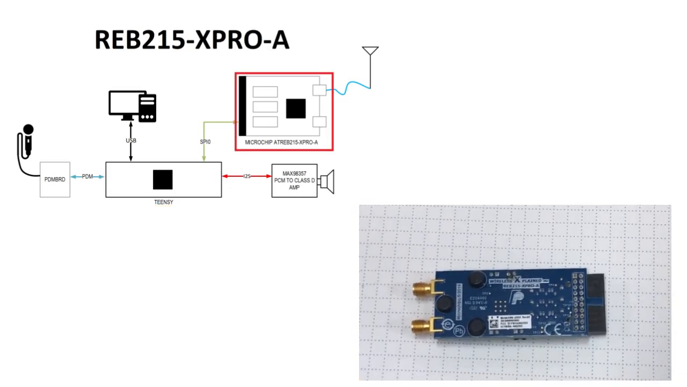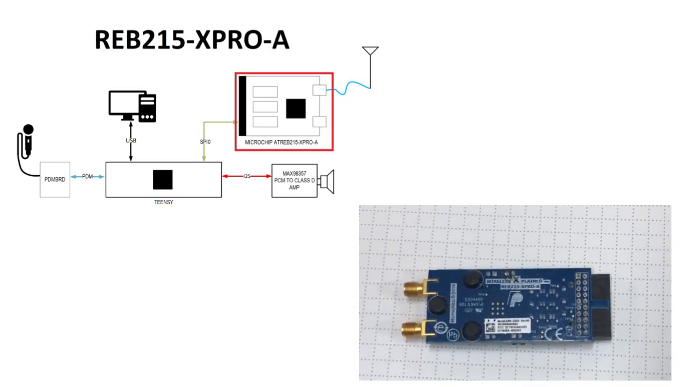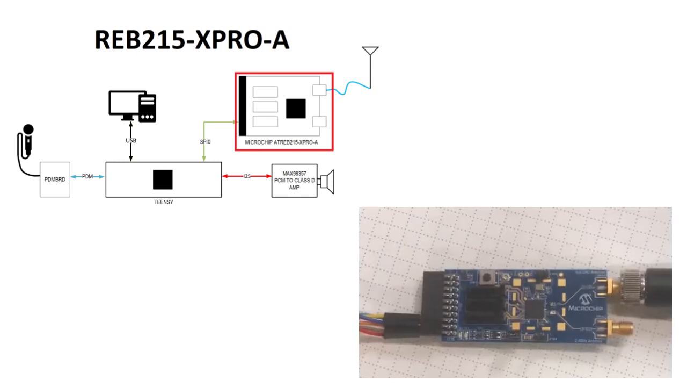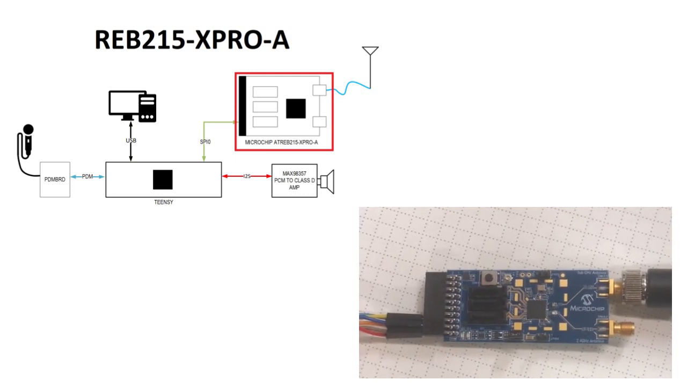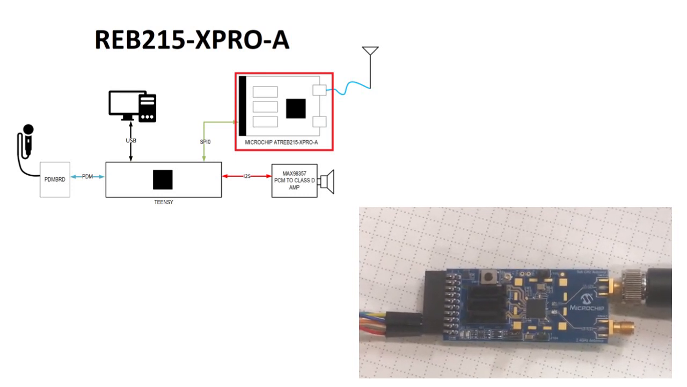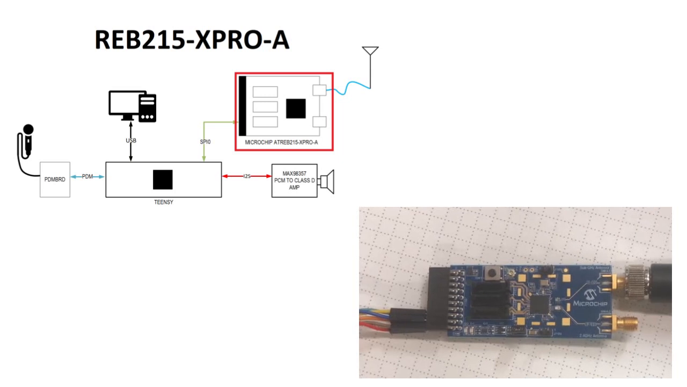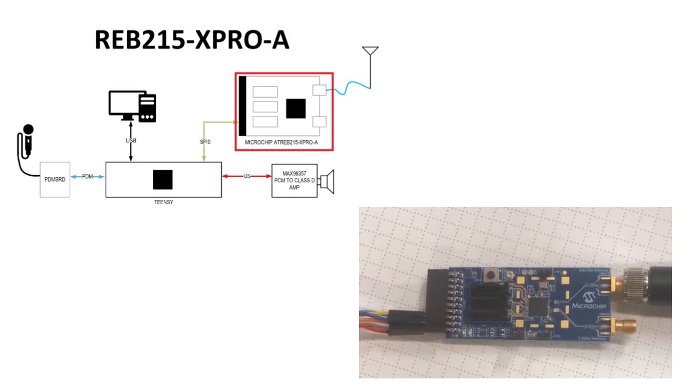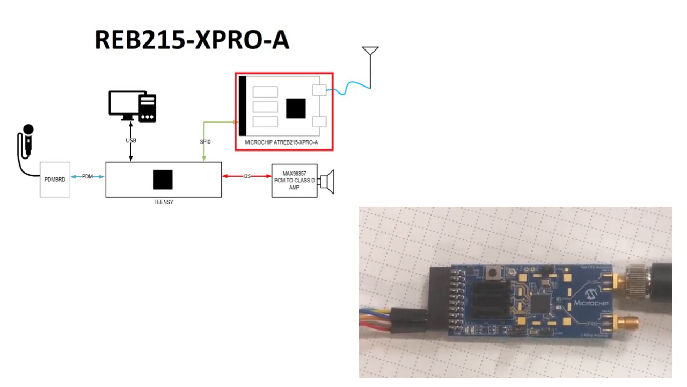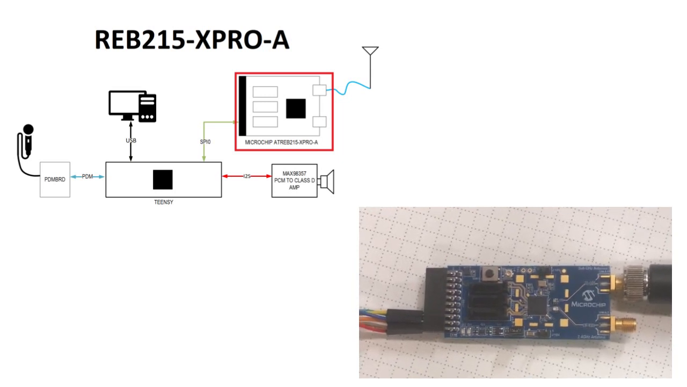This is the RLB215 Explorer A board. This RF transceiver board has an RF front-end and mixed signal parts integrated together with a processor that can take packets provided by the Teensy board and transmit them using an OQPSK waveform that is compliant with the 802.15.4 standard.